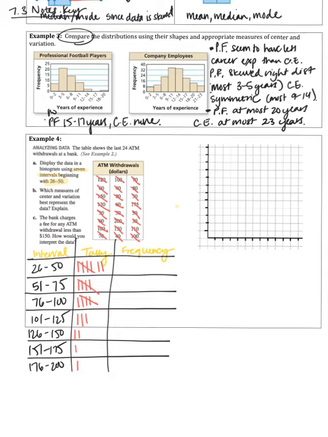My first column I have 7, my next column I have 5, 5, 3, 2, 1, and 1. Now I just built a frequency table from raw data, and now I know how to make a histogram. All right, my y-axis always on a histogram is going to be frequency, and my x-axis is going to be labeled in context, which would be ATM withdrawals.